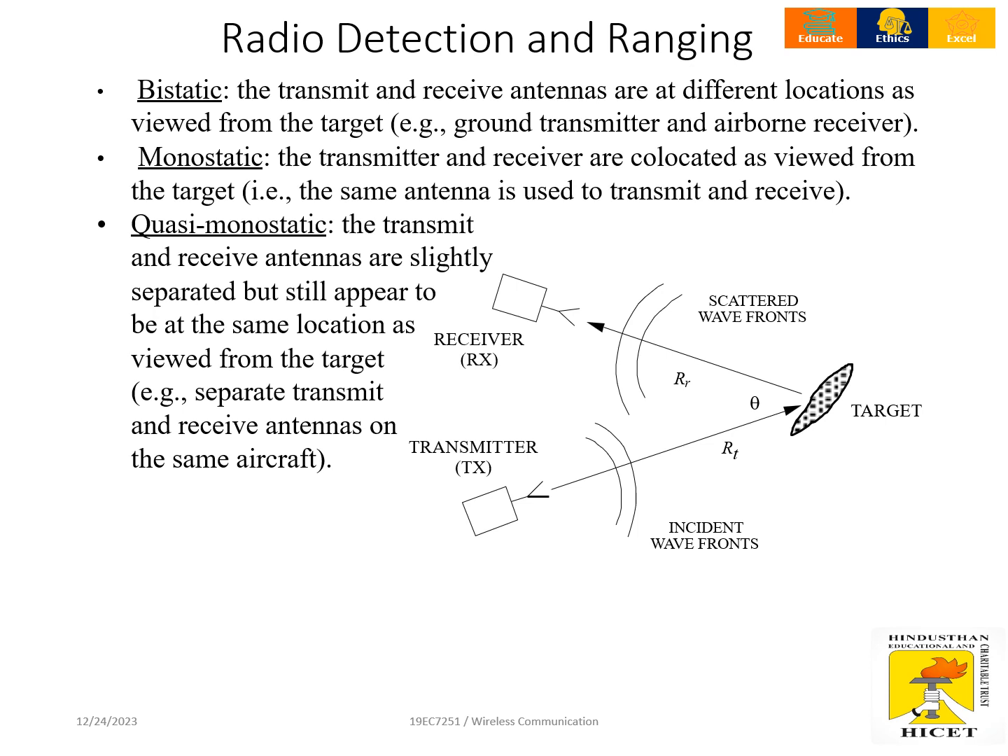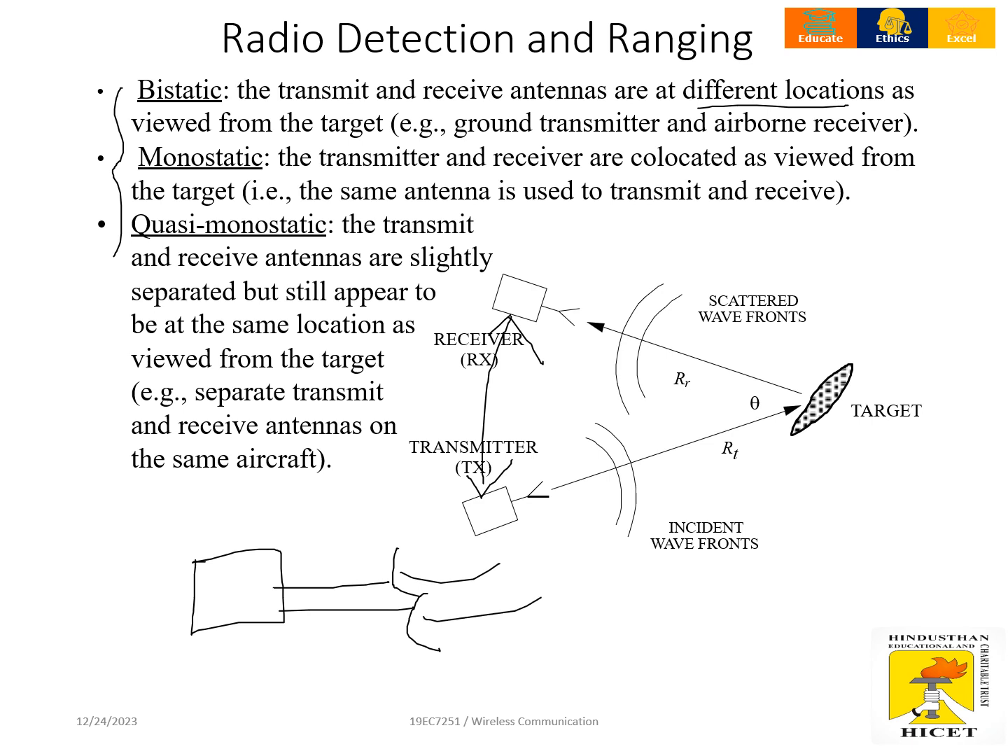It is basically of three types: bistatic, monostatic, and quasi-monostatic. If the receiver and transmitter are located at different locations, it is called bistatic. If they are at the same position, where one antenna acts as a transmitter and the other acts as a receiver, it is called monostatic. And if the transmitter is at this point and the receiver's antenna is in a different direction, it is called quasi-monostatic, since it is at the same location but in a different direction.